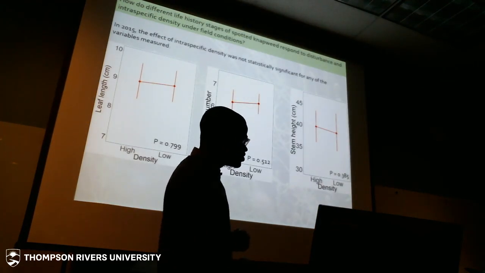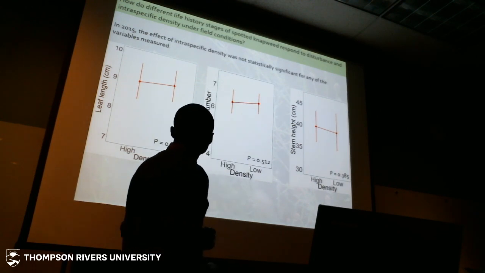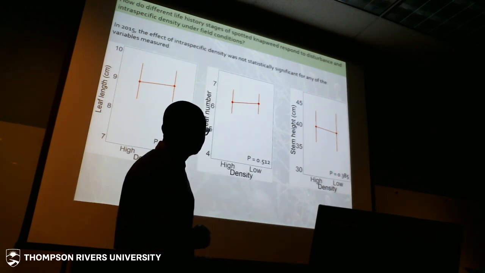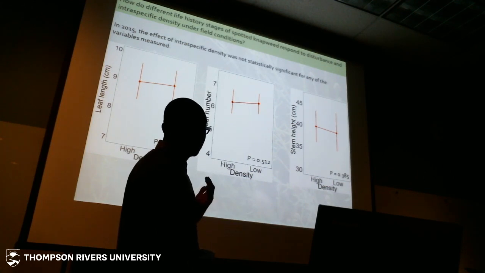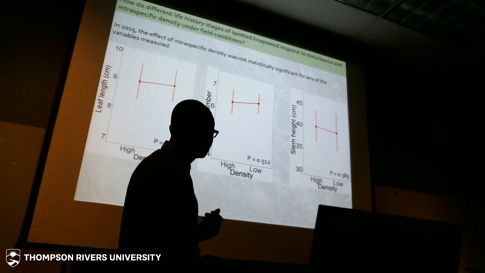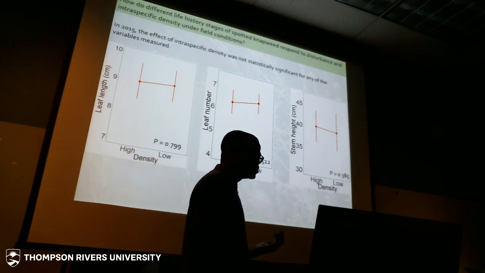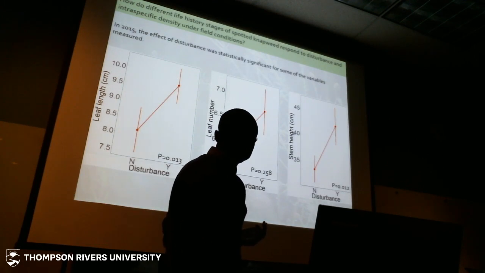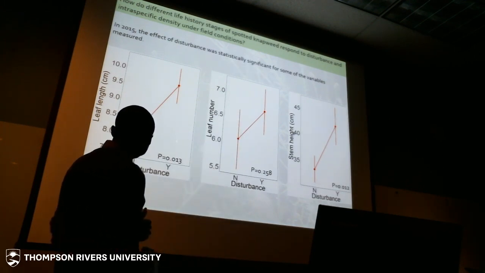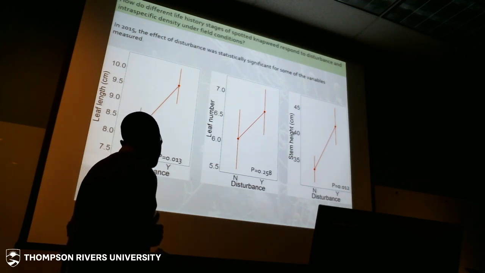And so some results. In 2015, density was not important, so the plants did not respond to density. So this is leaf length, high and low density. There was no statistical response. This is leaf number for vegetative plants, high and low density, there was also no statistical response. And this is also stem height. There was no statistical response to density. And I'll talk about why that might be the case later. But for disturbance, there was a strong response to disturbance for leaf length and for stem height. There was none for leaf number.